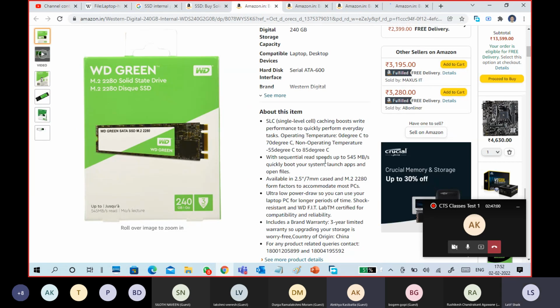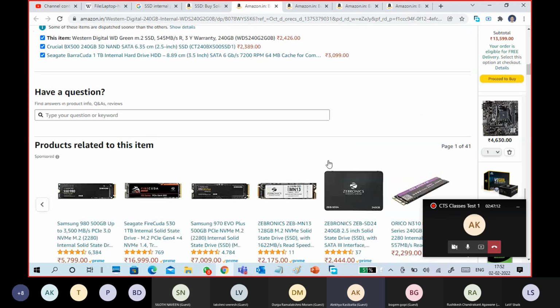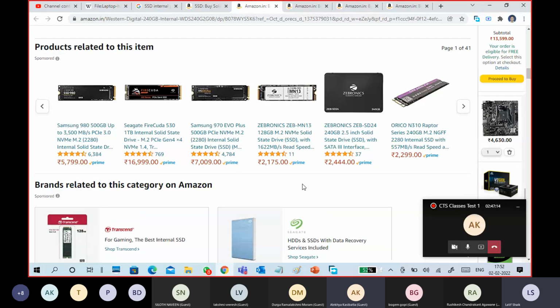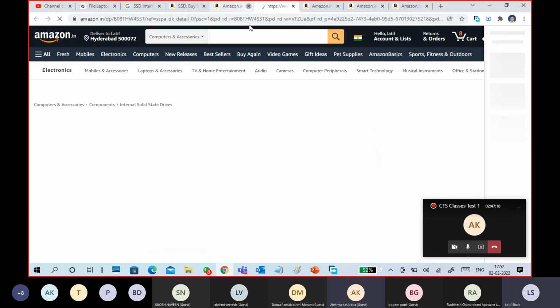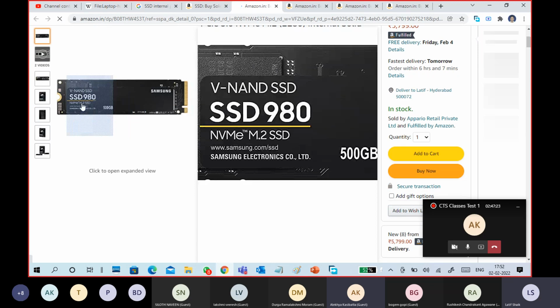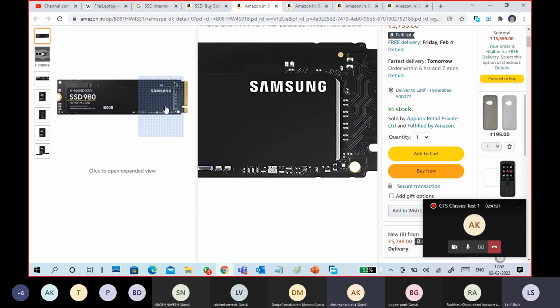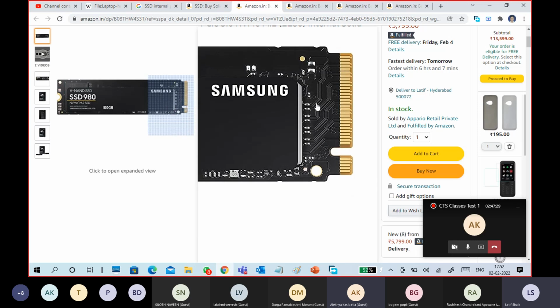Okay, you can find the read and write speed of a disk also. So you can find this one read and write speed. Read speed is showing, but where is the write speed? Or you can open any other things, no problem. You can find it. Okay. So this is Samsung 500 GB NVMe M.2 SSD. NVMe M.2 SSD. This is the connector.